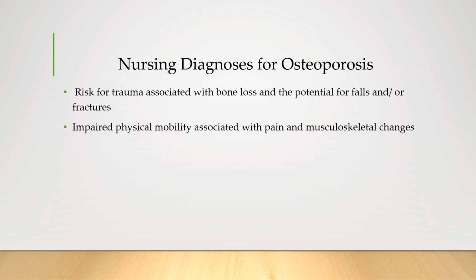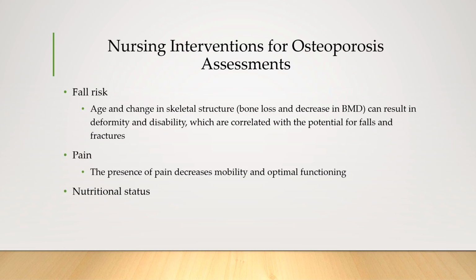Some nursing diagnoses for osteoporosis: risk for trauma associated with bone loss and the potential for falls and or fractures, impaired physical mobility associated with pain and musculoskeletal changes. Nursing interventions for osteoporosis. We're going to assess fall risk. Age and change in skeletal structure, bone loss and a decrease in BMD can result in deformity and disability, which are correlated with the potential for falls and fractures.